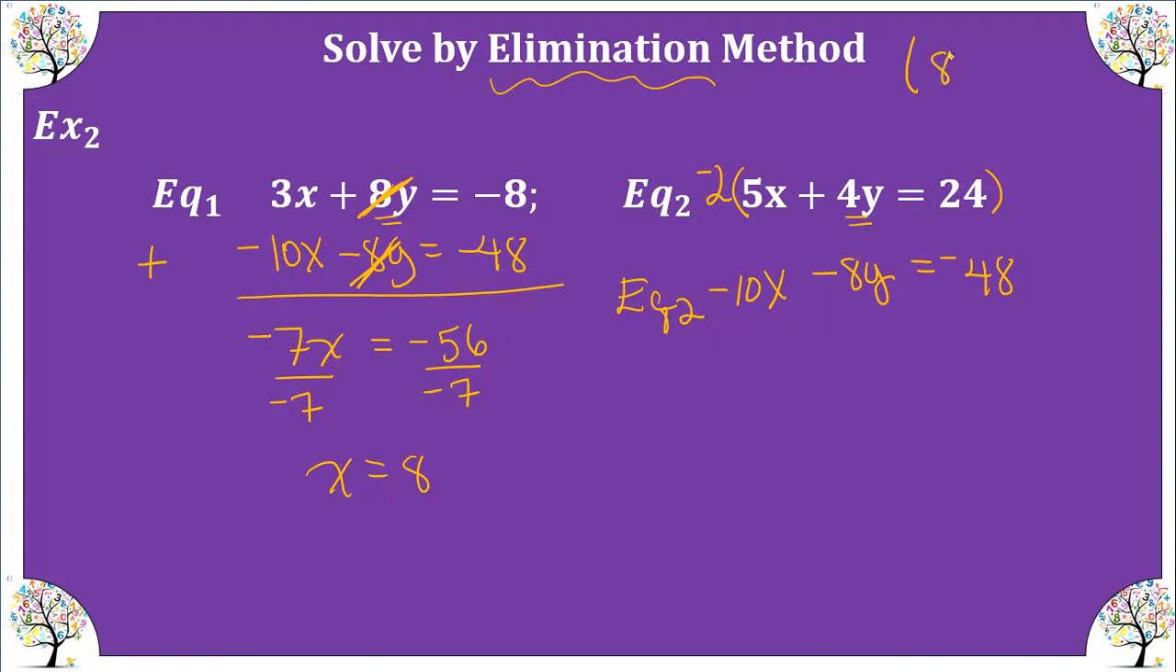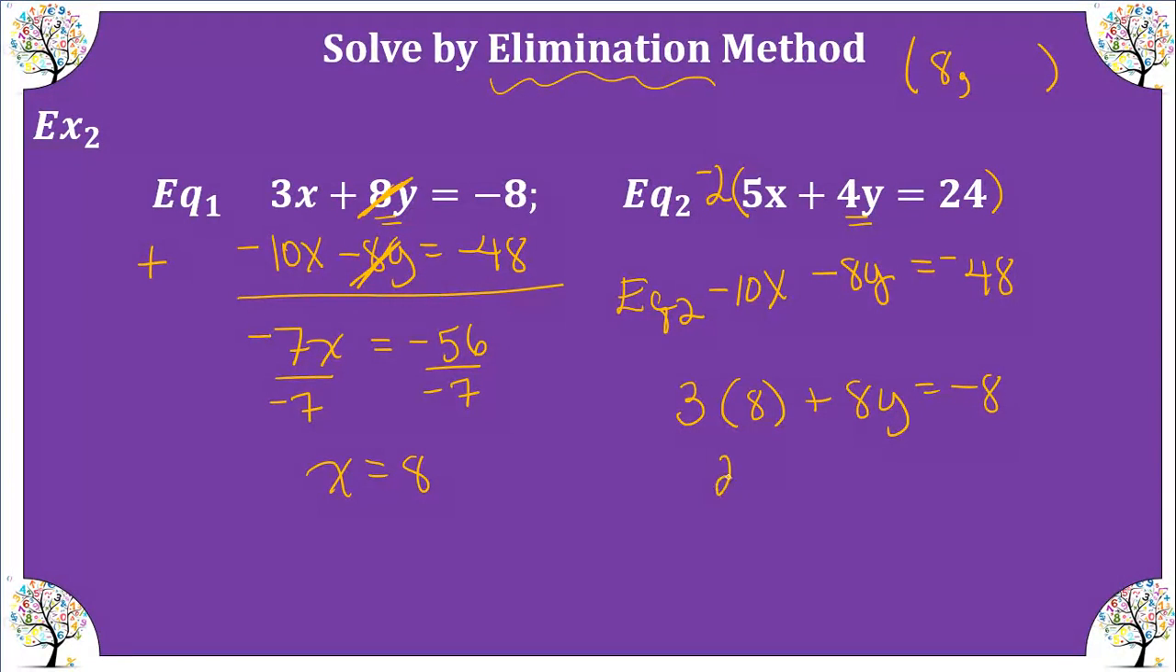So let's make a spot for our point of intersection. Now I'm going to take this value of 8 and plug it into any of the equations, equation 1, equation 2, or my equivalent equation 2. I'm just going to plug it into equation 1. 3x is 8 plus 8 times y equals -8.